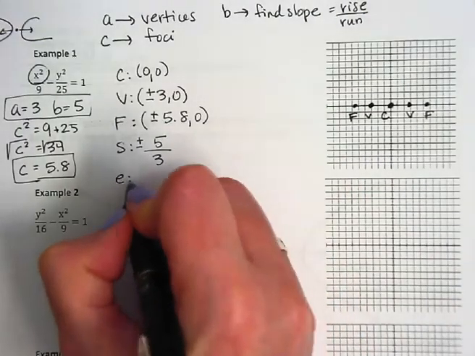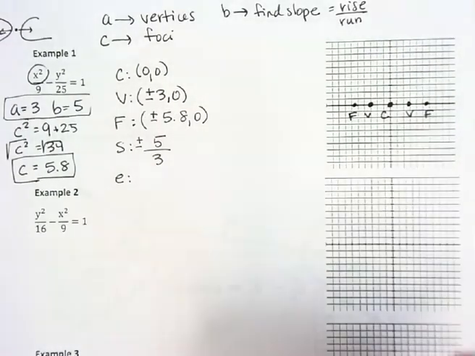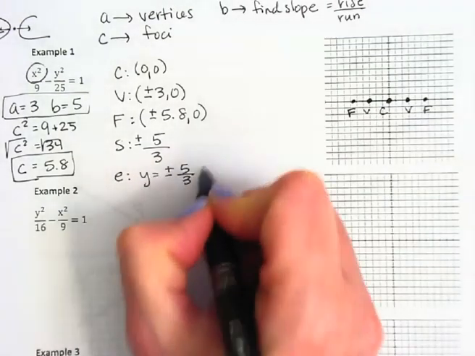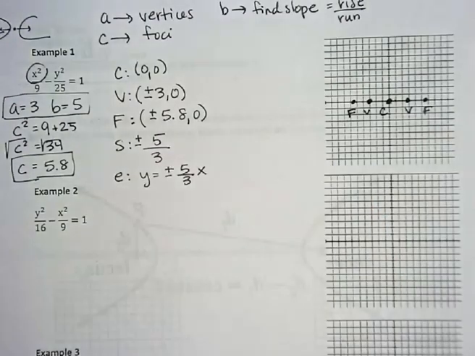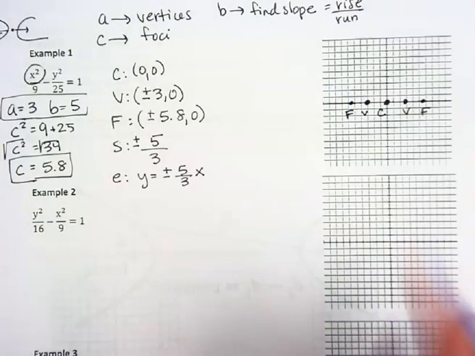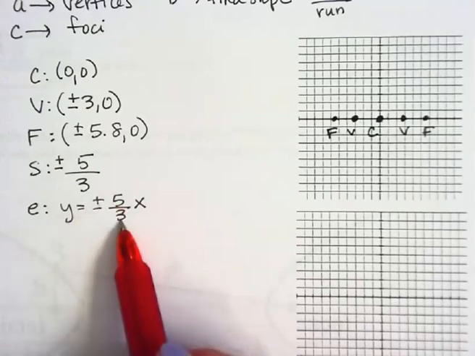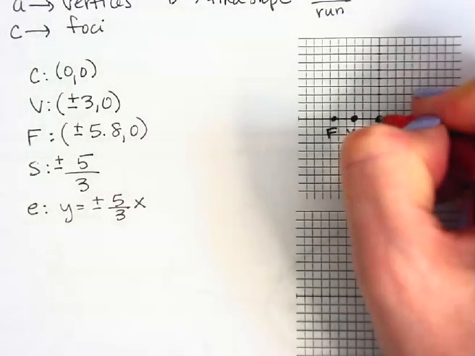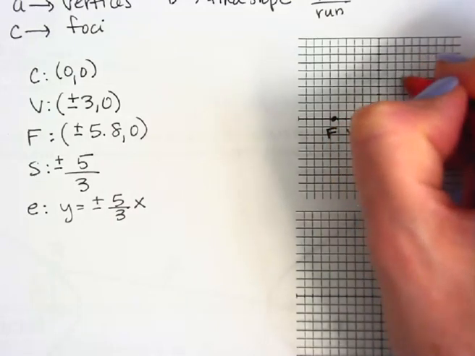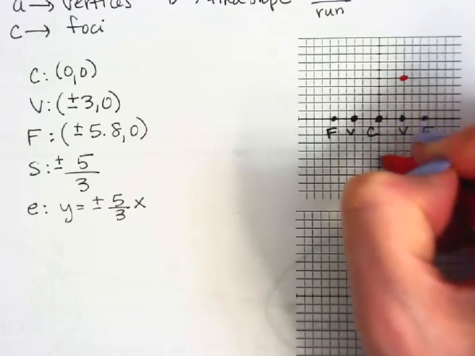So the last thing I want to write is my equation, and you can see your formula sheet for this. We don't have an (h, k) value, so it's just plus or minus 5/3 x. So this is a linear equation that I'm going to start at my center and graph it. So I'm going to do the positive 5/3 first. So that means rise up 5 and then run 3. I'm going to do that in the other direction, down 5 and left 3.